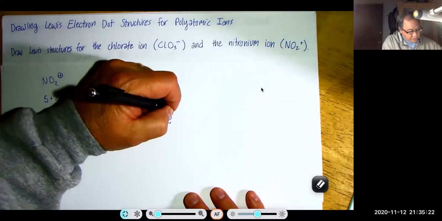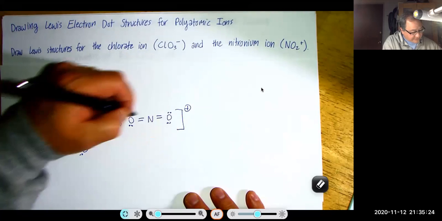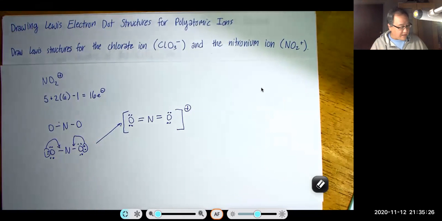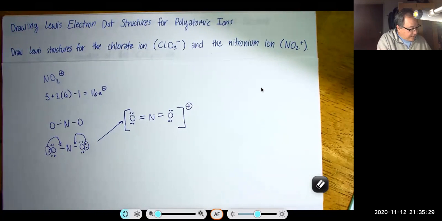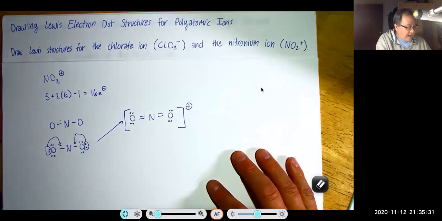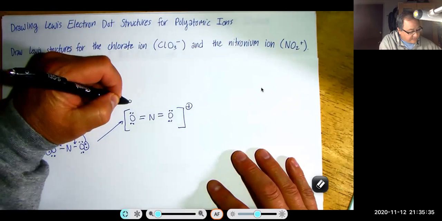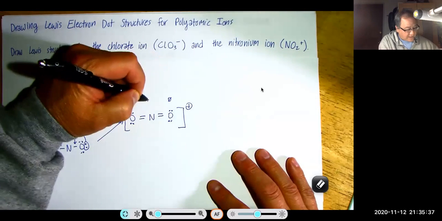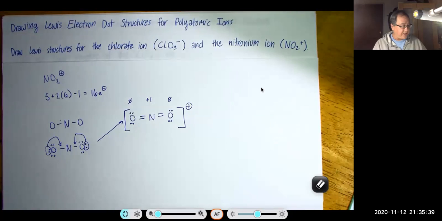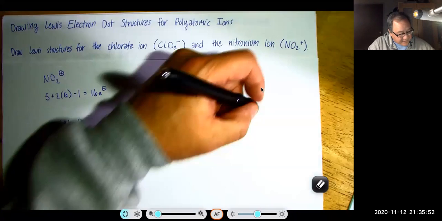And of course, we want to put a plus and brackets around it, because you always put a bracket around an ion, and then the charge on the outside of the bracket. So this seems to be the best, because here you get a 0 and a +1 for formal charges. And if you are going to have a plus formal charge, you want it on the atom that is less electronegative, which is nitrogen. So there are no resonance structures for this one. We would discount this.